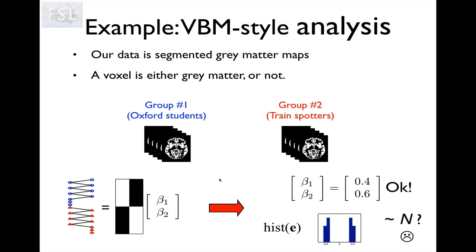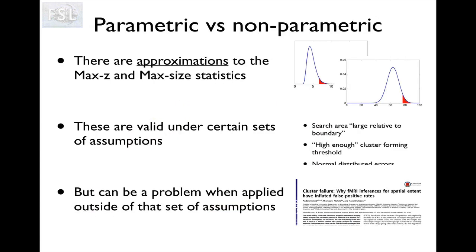That's fine, but the error, or the deviation between the fitted mean and our data, is anything but normally distributed, because essentially what it is is a value of either 0 or 1, and from that we subtract these means. Now this is a slight simplification, obviously, because there's also a Jacobian modulation in here, and so it's not quite as bad as this, but errors aren't always normally distributed. Right. So this is the max Z statistic and the max size statistics.